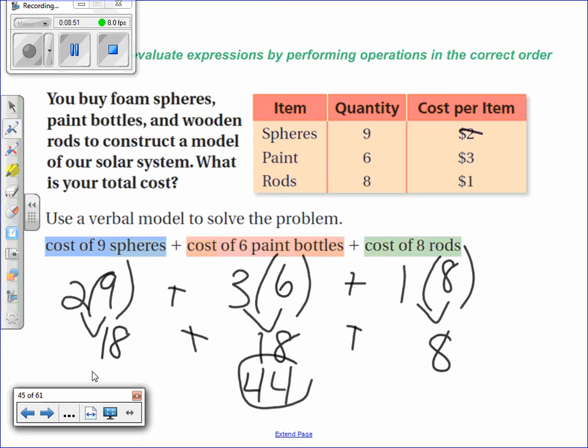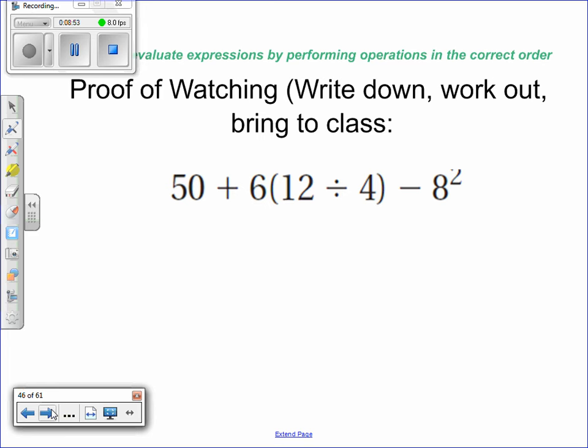Okay, your job for tomorrow is to use the order of operations in your math notebook to work this problem out. The first thing I should see in your notebook is the word GERMDAS. Then I would like you to copy down this problem. 50 plus 6 times the quantity 12 divided by 4. Remember that this right here means times. So 6 is being multiplied by whatever is in that group.